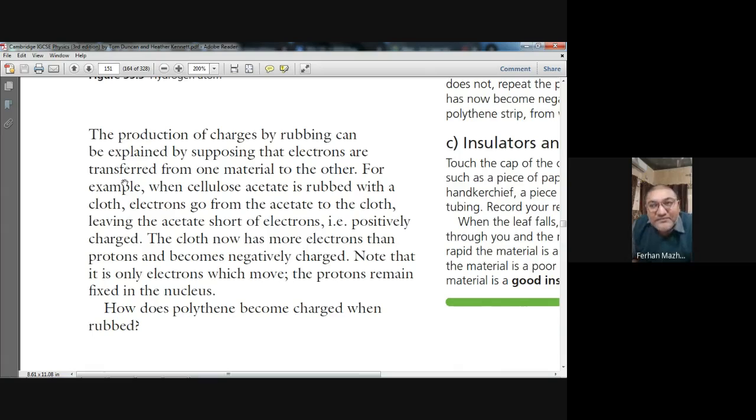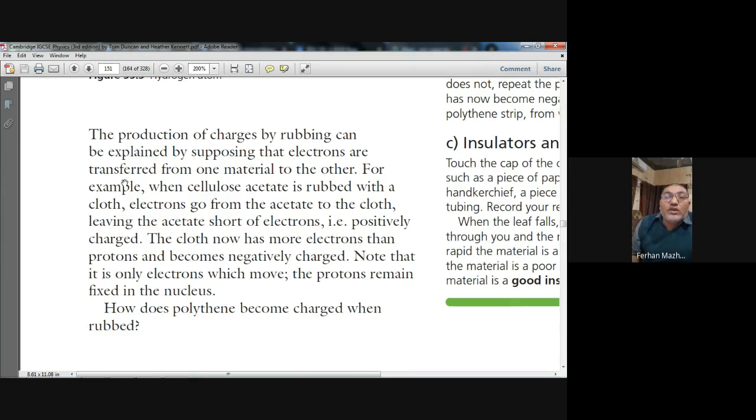Anything can happen. The production of charges by rubbing can be explained by supposing that electrons are transferred from one material to the other. For example, when cellulose acetate is rubbed with a cloth, electrons go from the acetate to the cloth, leaving the acetate short of electrons. That is positively charged. The cloth now has more electrons than protons and becomes negatively charged.